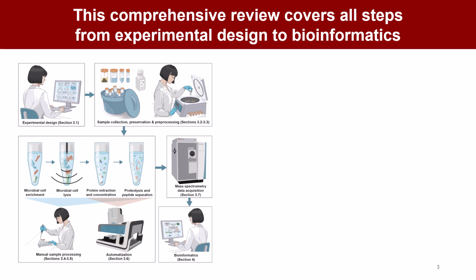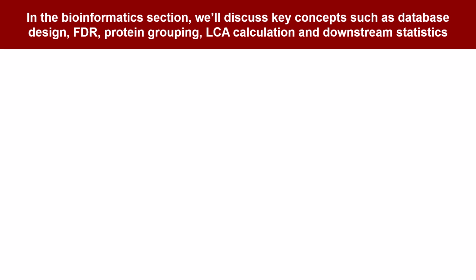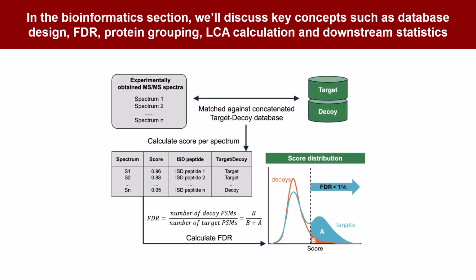Then mass spectrometry is used for data acquisition, and the resulting data are analyzed through bioinformatic pipelines. In the bioinformatics section, we'll go over some important concepts. First, we'll look at how we build databases, like you can see in this table. Then, we'll talk about how we calculate the false discovery rate using the target decoy approach.